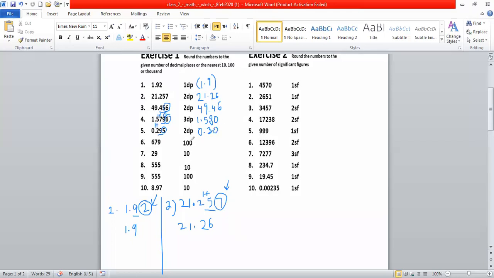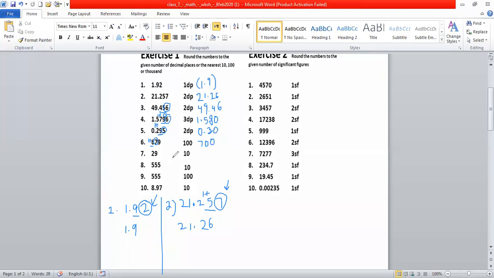Okay, 679 to the nearest 100. Units, tens, hundreds. So this would be underlined and this would be circled. और जो remaining values होंगी उनकी जगह हम 0 लिखेंगे. So if you see this value is greater than 5, so 1 plus 6 is 7. बाकी values की जगह हम 0 लिखेंगे क्योंकि now this is a whole number. So 700.